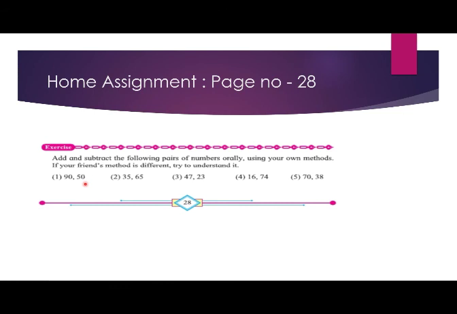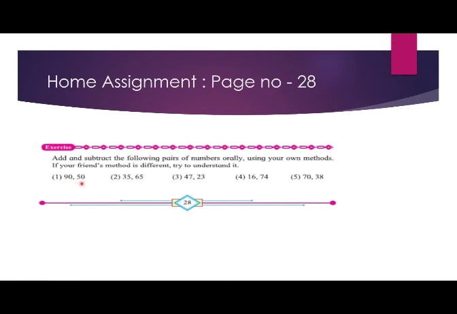Now what you have to do? Orally, 90 plus 50, you have to add. You have to find out the answer. And again, 90 minus 50, you have to subtract. Now 90 minus 50, if I have to do it orally, what will I do? I'll ignore these unit zeros, and I'll just add 9 plus 5.